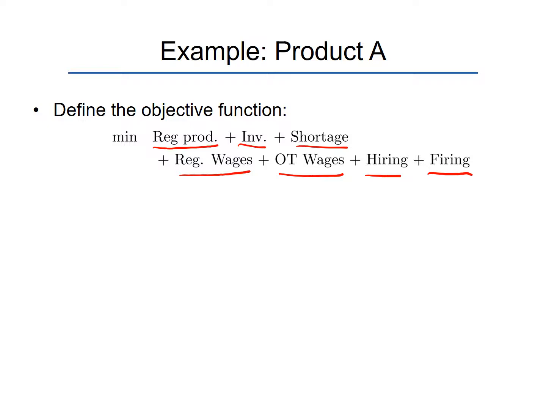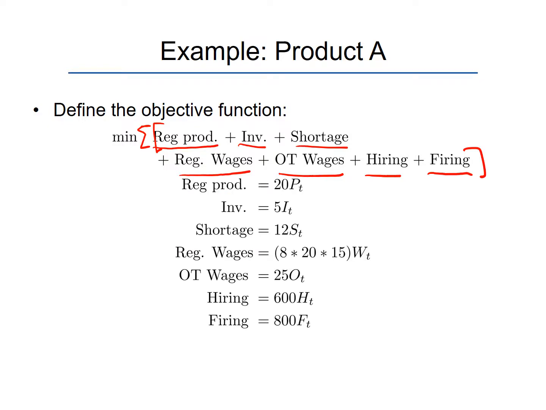I've omitted here, but this is really the summation across all 6 months. So we're summing up for the entire period from January to June. Now, if I were to plug some of these in, I know that the regular production is going to be $20 per unit times my decision variables PT for any given period. My inventory costs are $5 per unit times IT, so you do that for every period. Shortage is $12 per unit for every unit short, ST.